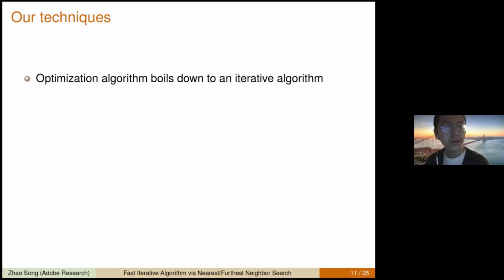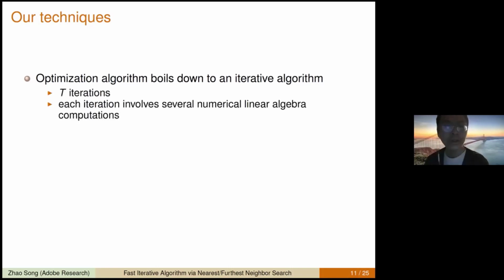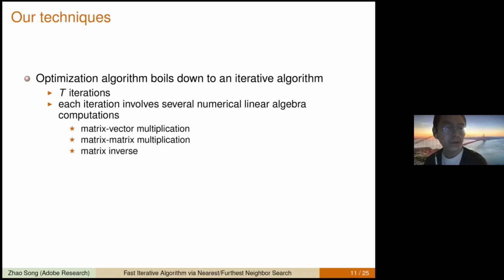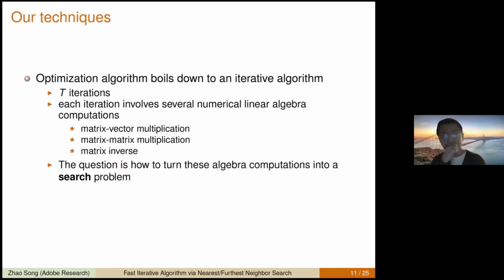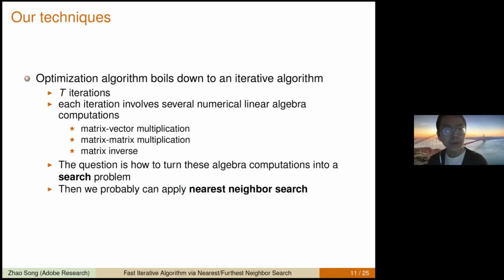So here I will briefly tell you our techniques. Usually an optimization algorithm boils down to an iterative algorithm, and you have T iterations, and in every iteration you need to involve heavy numerical linear algebra computation, for example matrix-vector multiplication, matrix-matrix multiplication, or matrix inversion. The major question here is how to turn these algebra computations into a search question, so that we can apply nearest neighbor search in each iteration and do the computation fast.